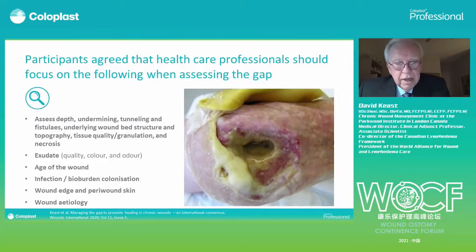We need to assess for levels of bacteria, whether this wound is infected, whether there's bioburden present, whether there's colonization, or whether there's spreading infection. We need to look at the wound edge, and we also need to look at the peri-wound skin, because we know that if the wound edge is not attached, wound healing will be delayed. We know that if the peri-wound skin is macerated, wound healing will also be delayed. And what is the wound etiology? What caused the wound in the first place? Unless we remediate the underlying cause, the wound will not heal.